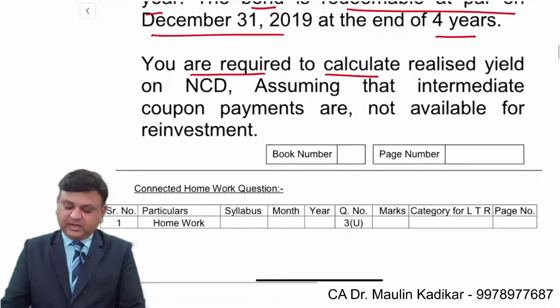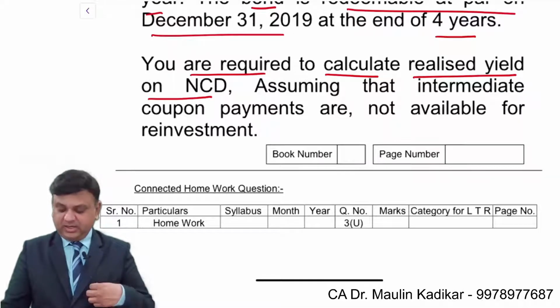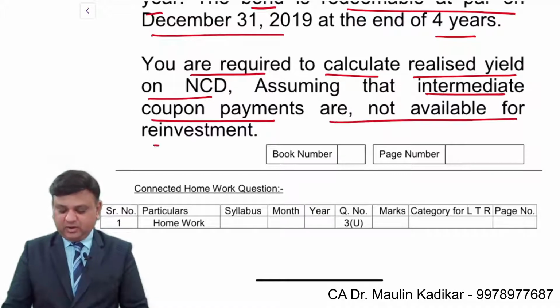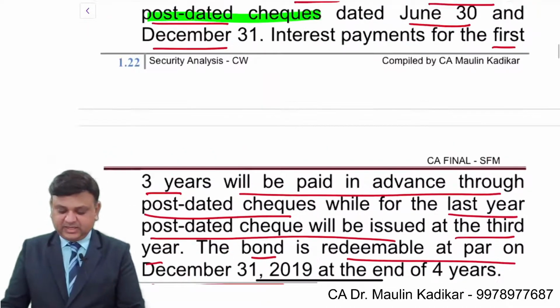You are required to calculate realized yield on non-convertible debenture, assuming intermediate coupon payments are not available for reinvestment. That is the question.